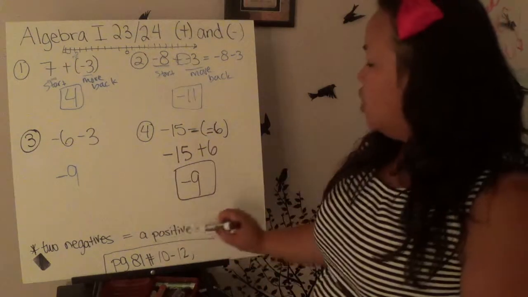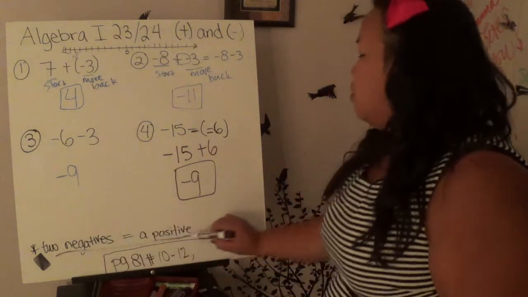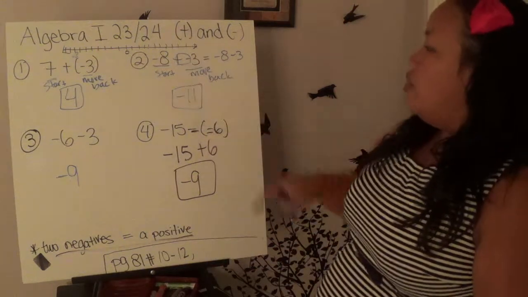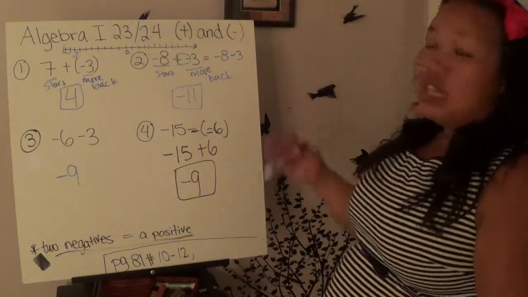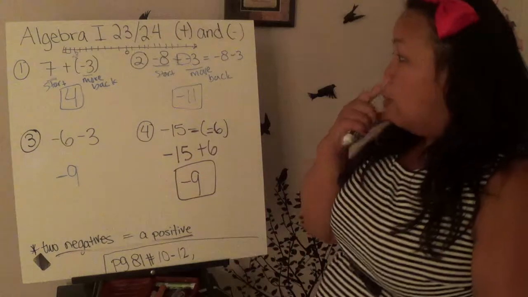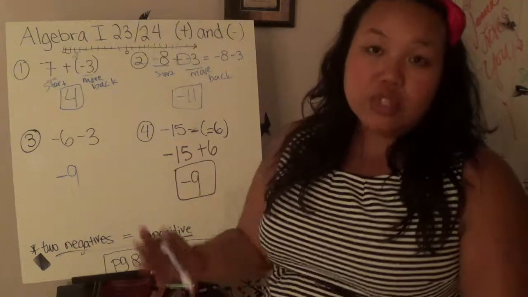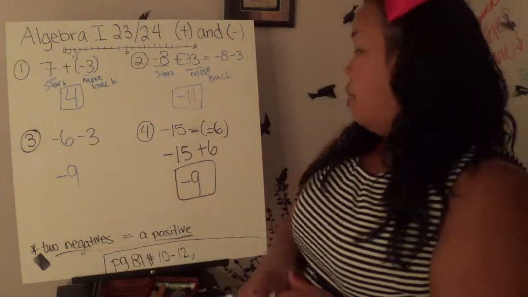So two negatives give me a positive. A negative and a positive give me a negative. Everything else should stay the same. So that means the only thing you have left is two positives, and two positives will still be positive.